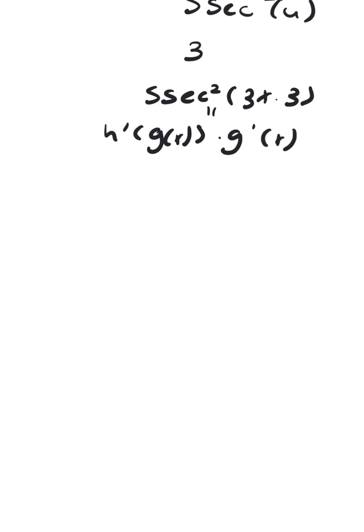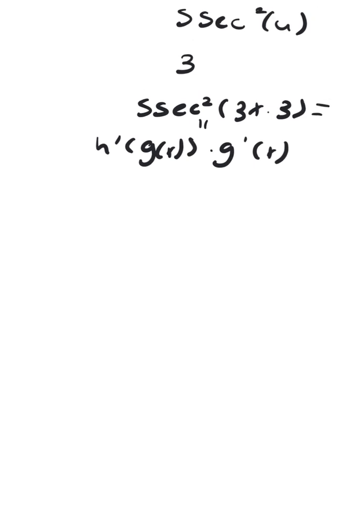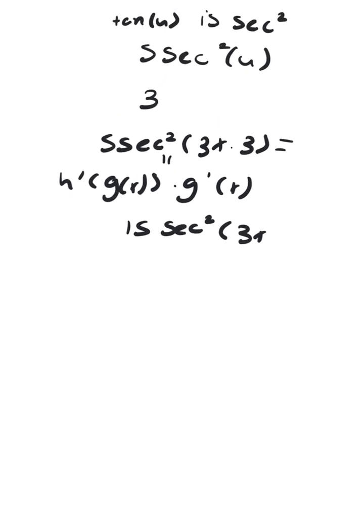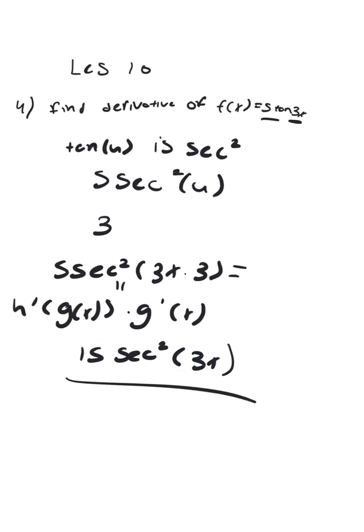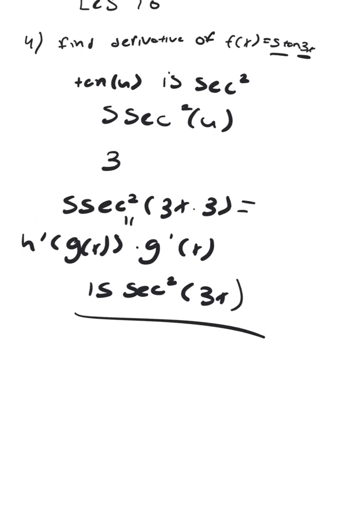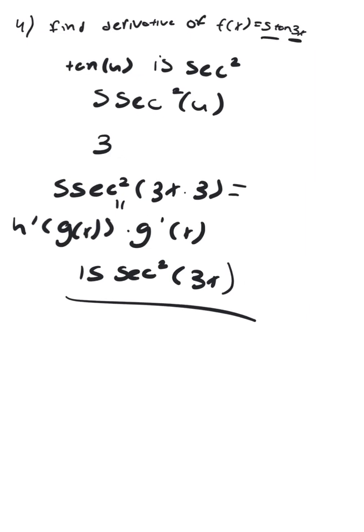If we simplify this equation here, we get 15 secant squared 3x. And so that's our solution. The derivative of f of x equals 5 tan 3x is equal to 15 secant squared of 3x.